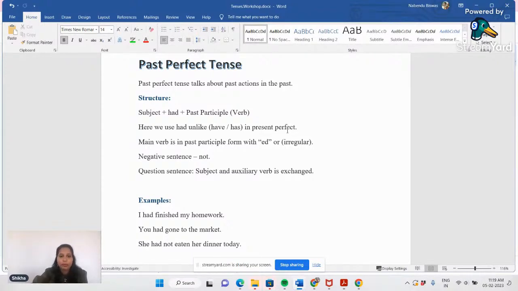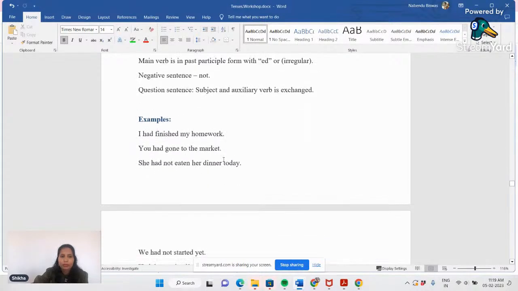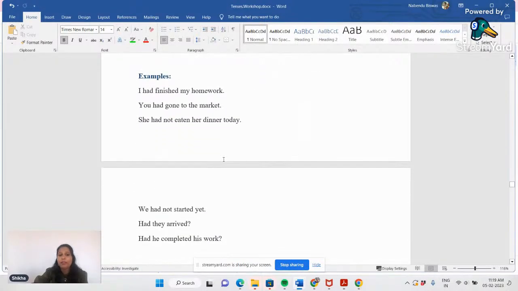Okay, the main verb is in past participle form, with ed or irregular. In negative sentences we use not. For example, I had finished my homework. It depends on the type of verb you are using. For finish, it is finish, finished, finished. So for past tense also it is finished, and for past participle also it is finished.